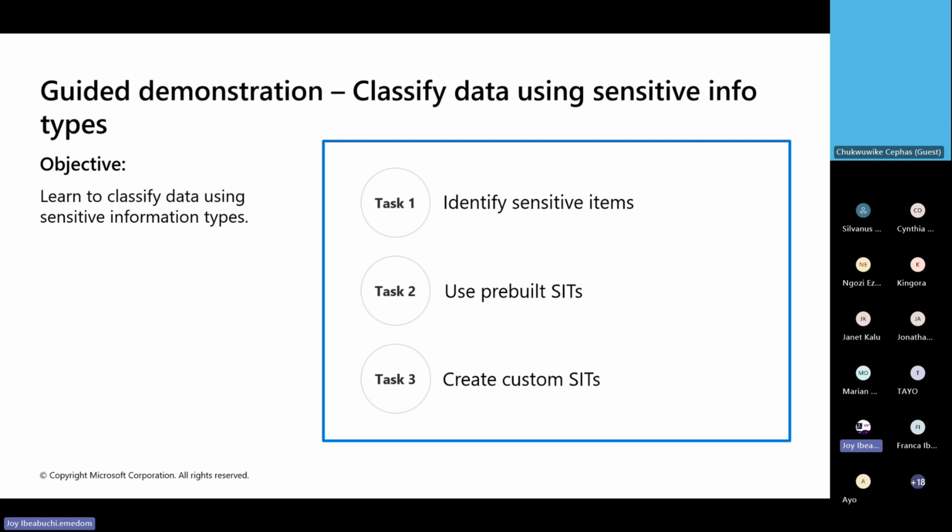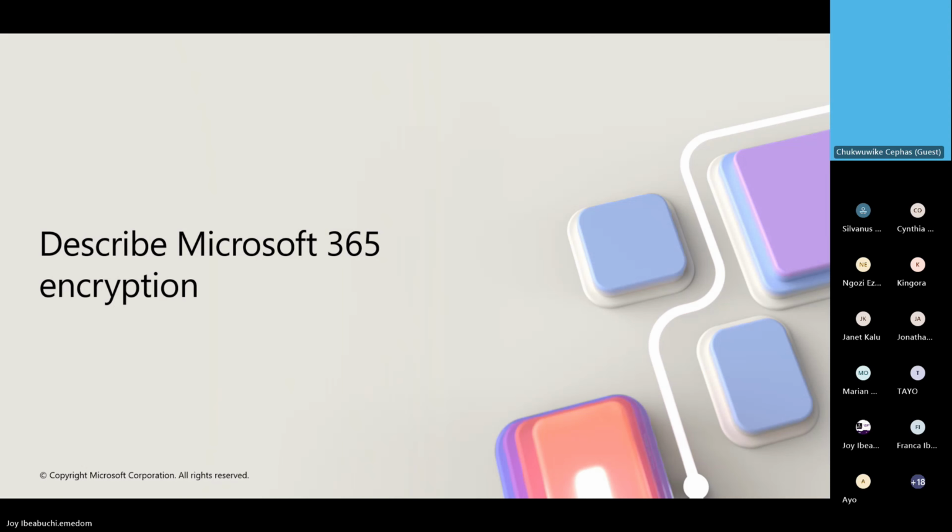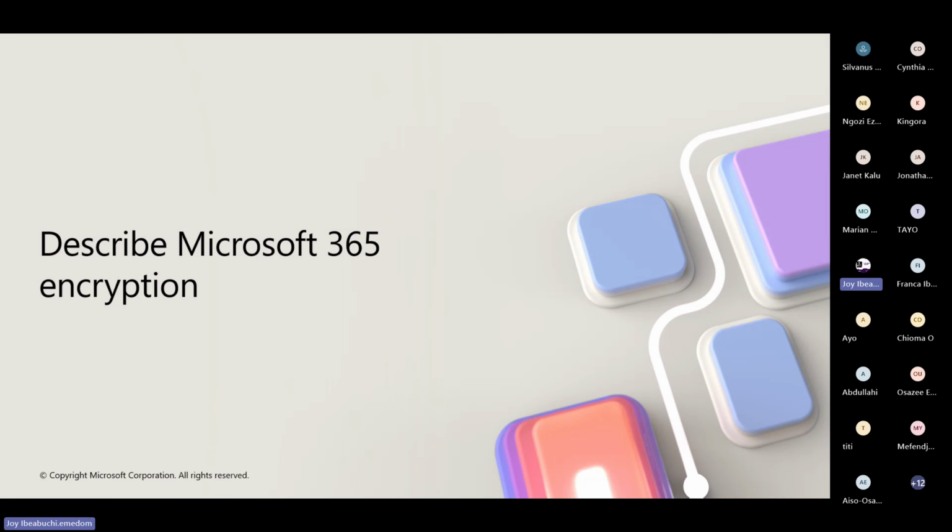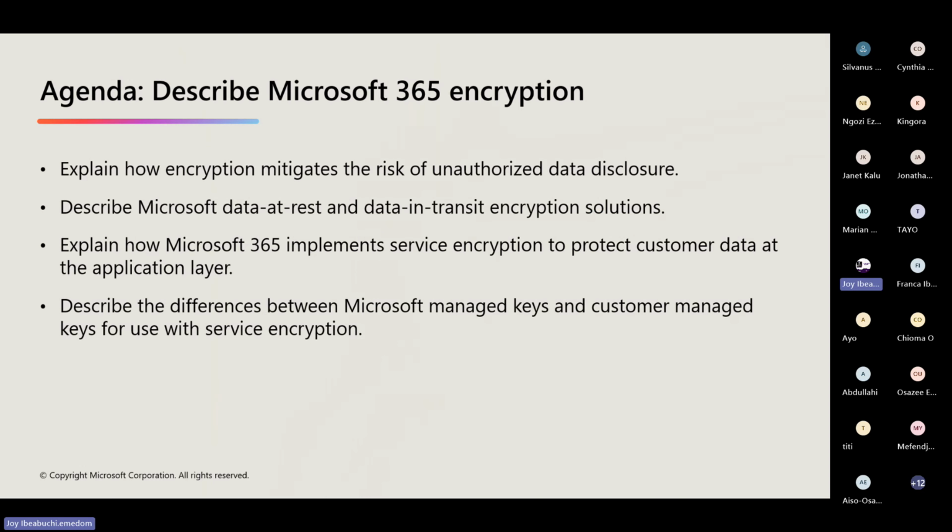Okay? Now let's move to M365 encryption. Here, we're going to look at how encryption will help us mitigate against unauthorized data disclosure. We're also going to look at data at rest and data in transit.